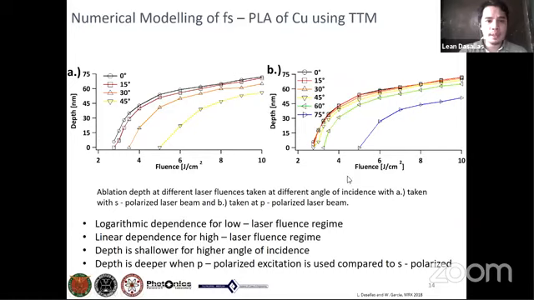From our investigation, we have seen that the higher angle of incidence will result to a shallower, meaning less deep ablation crater. And since the temperature is higher for p-polarized light, we also observe a deeper crater when p-polarized light excitation is used.